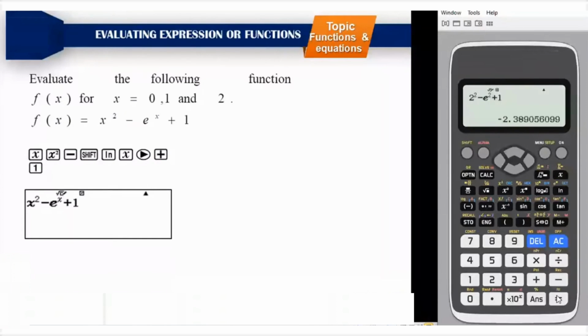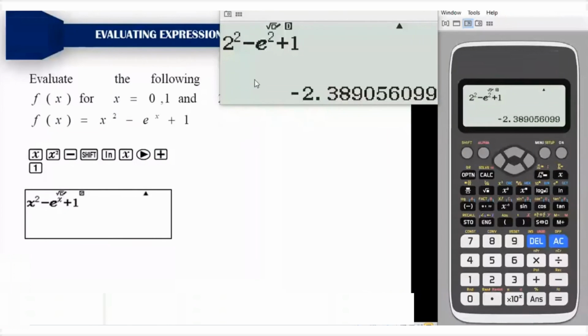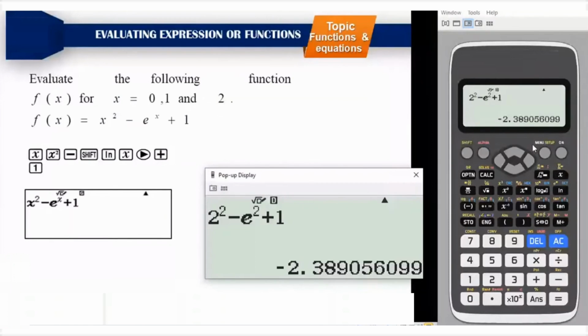First thing, I wrote this equation, and after writing this equation, what I am doing is replacing x by the relevant value of x that is required by the question. First, I replaced x by 0. Then in the next step, I replaced x by 1. In the third part, I replaced x by 2.